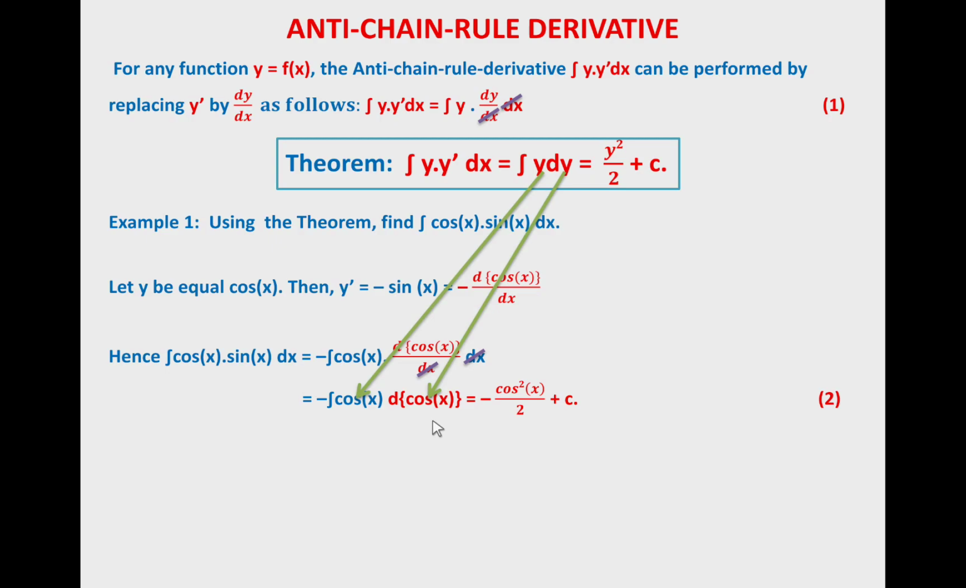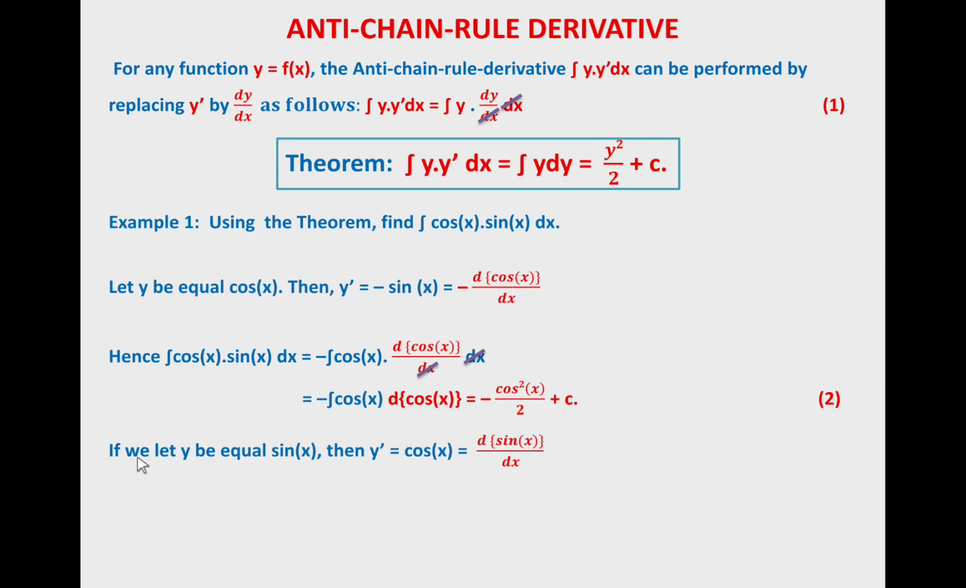Let's go ahead and try to do the same, but we take y equal to sine x instead of cosine x. If we take y equal to sine x, then y prime equals cosine x. And we're going to say cosine x equal to derivative of sine x. Now we'll go ahead and do the plugging. So we have integration of sine x cosine x dx equal to integration of sine x, but instead of cosine x we take the equivalent, which is d sine x by dx.